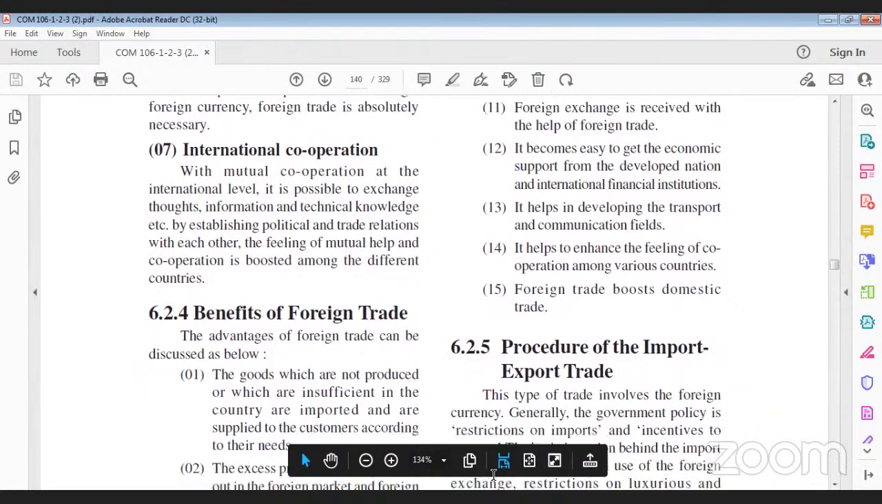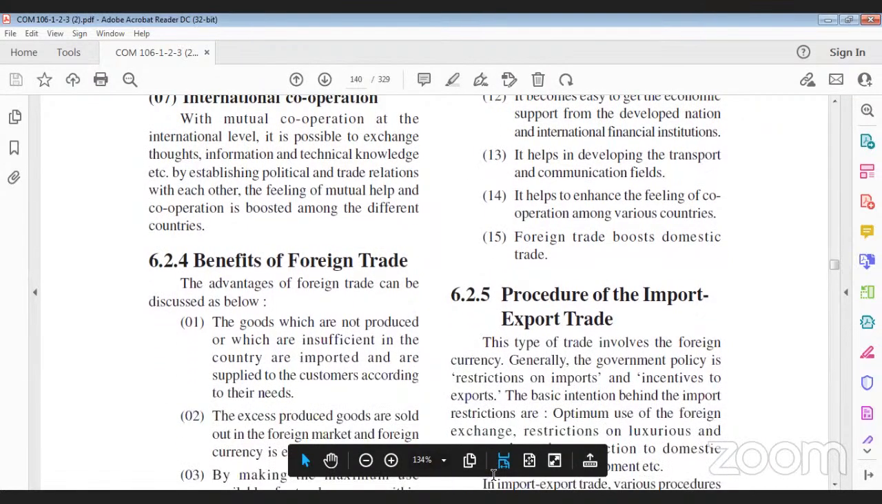Then here are the import and export procedures. This type of process involves foreign currency also. Generally, the government policy is to place restrictions on imports and give incentives to exports.